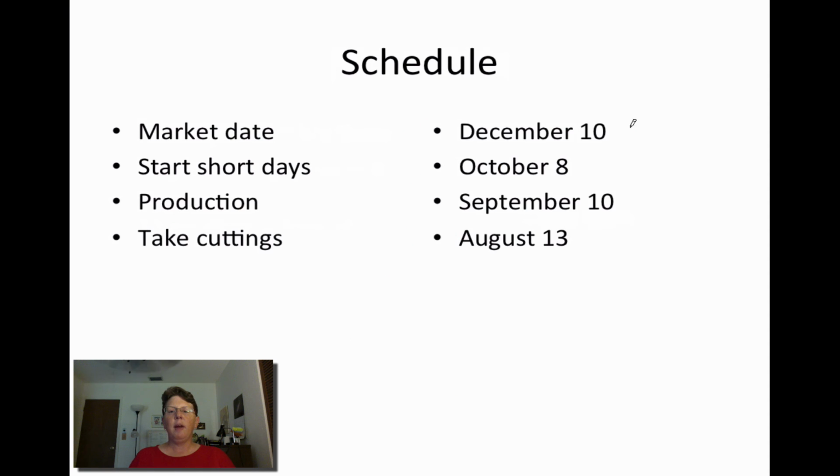So this is our market date. We then count back 9 weeks to get October 8th. That's when we want to start the short days. We count back 4 weeks to September 10th. That's when we'd want the plants in production. We count back another 4 weeks. That's when we would take our cuttings, giving the plant time to have rooted cuttings. Again, if you have a pinch or any other things in there, you have to add that time in. So you realize in order to have a plant ready for December 10th, we would have had to start the cuttings in August in order to meet that deadline of December 10th.